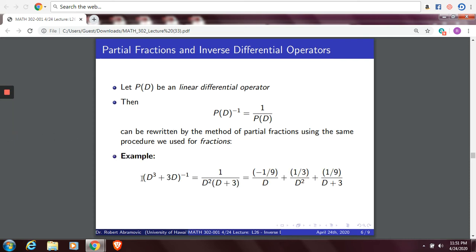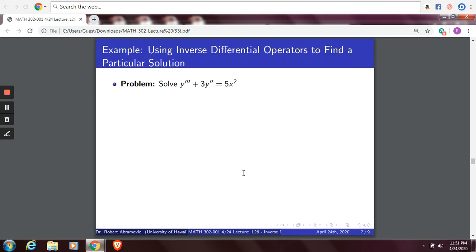In particular, here's an example. 1 over D squared times D plus 3 is the same as negative 1/9 over D plus 1 over 3D squared plus 1 over 9 times D plus 3. These are the same terms we obtained from the partial fraction expansion of 1 over x squared times x plus 3. So it's the same thing, just x is replaced with D, the differential operator.